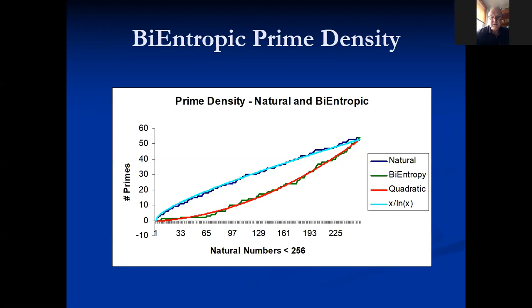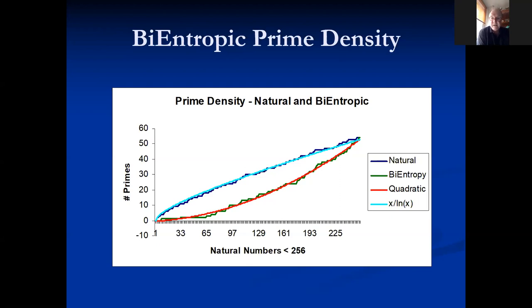And what follows, I found akin to trying to climb a mountain by pulling on my bootstraps. Writing the paper that came with the analysis was very hard work and took a long, long time. So the first thing I did was, for the numbers less than 256, I plotted them according to their bi-entropy. I plotted the prime density according to the natural order, and I plotted the prime density according to the bi-entropic order.